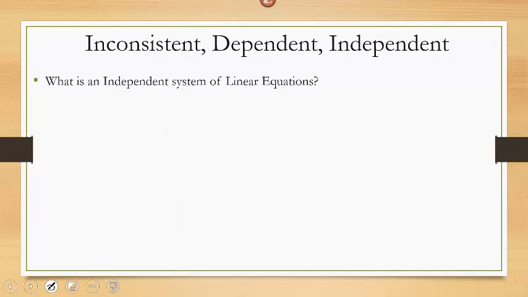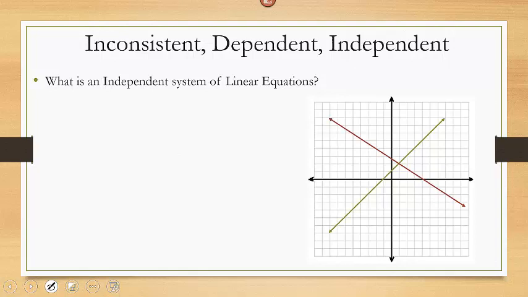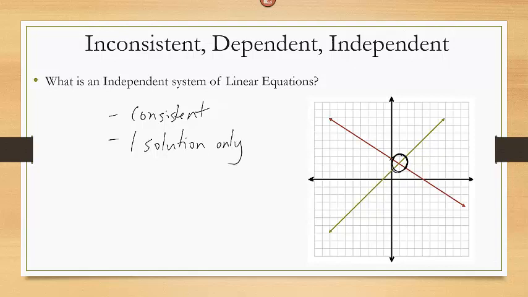And last, but most important, is an independent system of linear equations. This system of linear equations is most common because, as what we most often see, two linear equations that have one solution. So an independent system of linear equations is consistent, and there is one solution only.